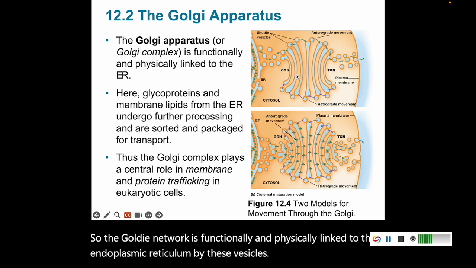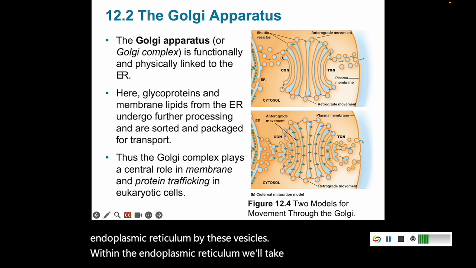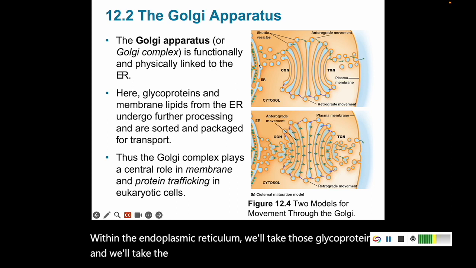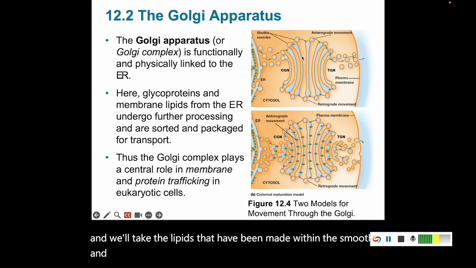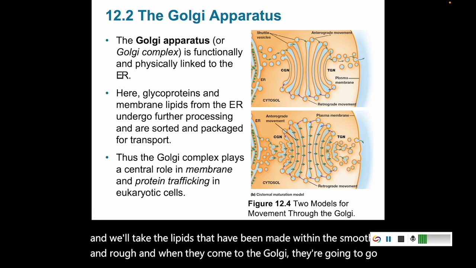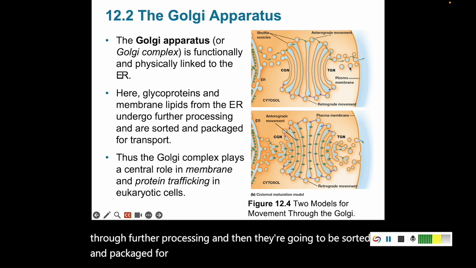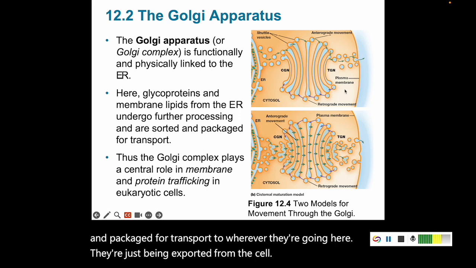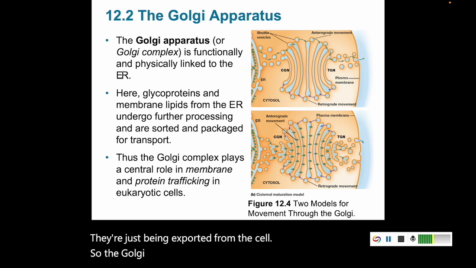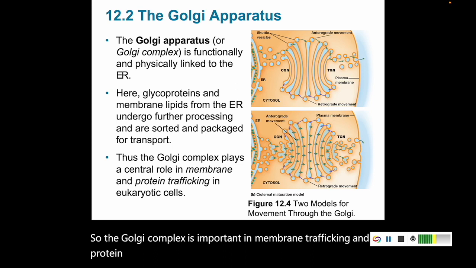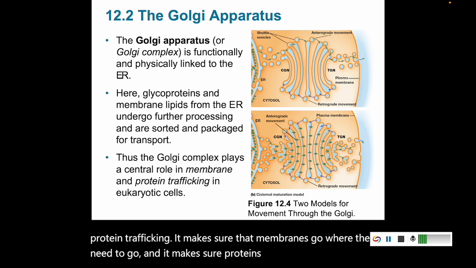Within the endoplasmic reticulum, we'll take those glycoproteins and we'll take the lipids that have been made within the smooth and rough ER. And when they come to the Golgi, they're going to go through further processing. And then they're going to be sorted and packaged for transport to wherever they're going. Here they're just being exported from the cell. So the Golgi complex is important in membrane trafficking and protein trafficking. It makes sure that membranes go where they need to go, and it makes sure proteins go where they need to go.